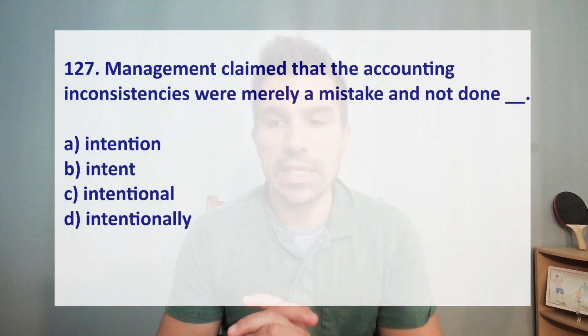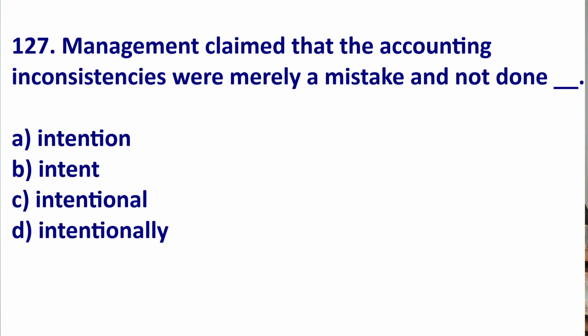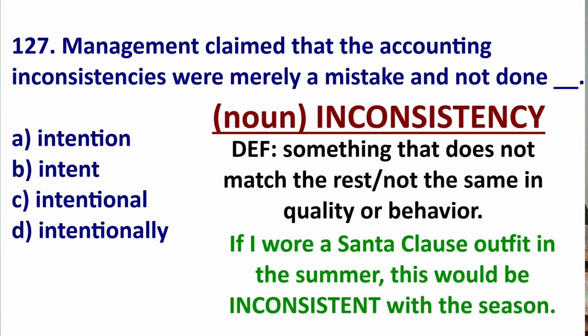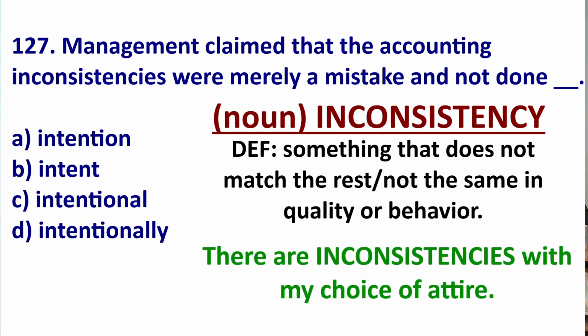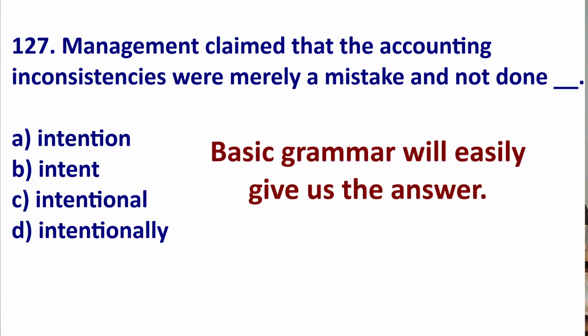Let's look at 127. Well, first of all, an inconsistency is when something doesn't match. Something doesn't fit. For example, if I'm wearing a Santa Claus costume in the summer, this is inconsistent with the season. This is an inconsistency. So when we get the answer here, we just need grammar.